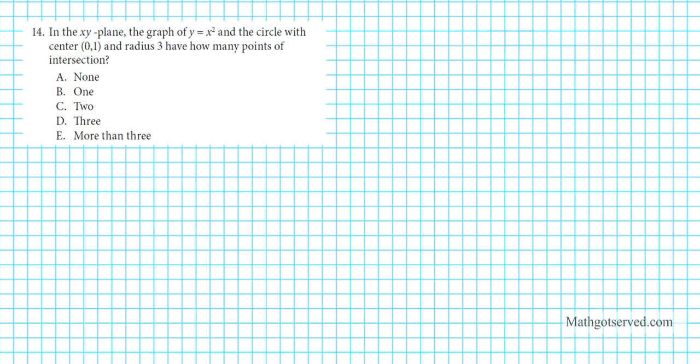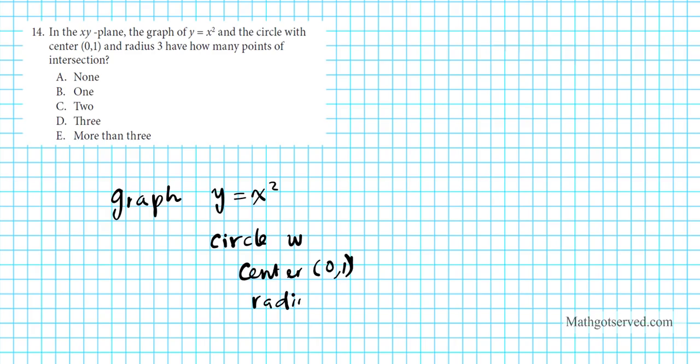I'm going to graph y equals x squared. And also I'm going to graph the circle with center at (0, 1) and radius of 3. Okay, so when I graph these two, it will be obvious what the solution is.